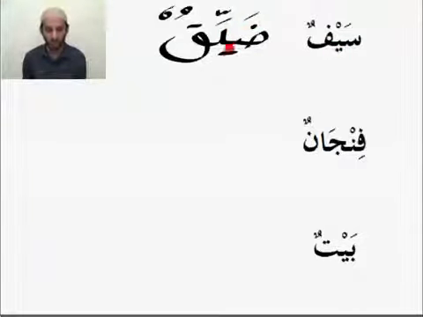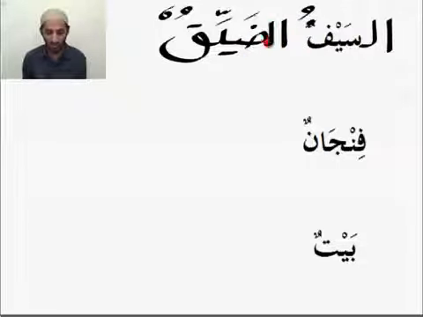Now if you want to make this definite, if you want to say the sword, well that's very easy. We just put al in front of sayf, and we get rid of that tanween, of course. And then we have to make its adjective definite as well. So we put al in front of that as well, and we get rid of the tanween there as well. So we get as-sayfu ad-dayiqu, and remember this is a sun letter, so that's going to take a shadda there, and we're just going to go straight from the fa to the dad. As-sayfu ad-dayiqu.